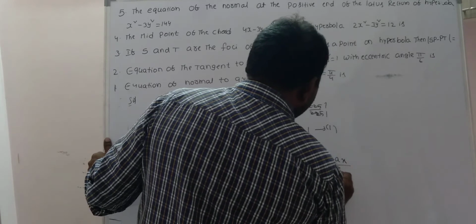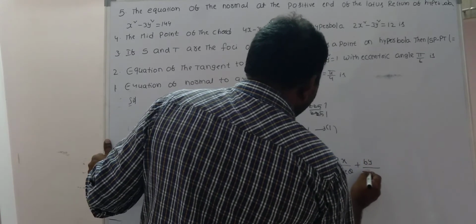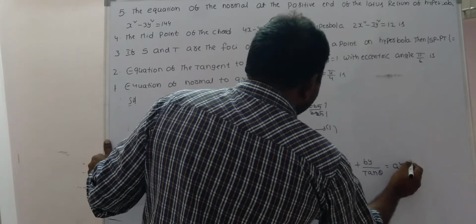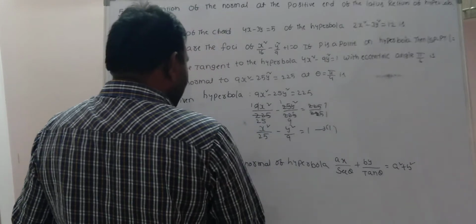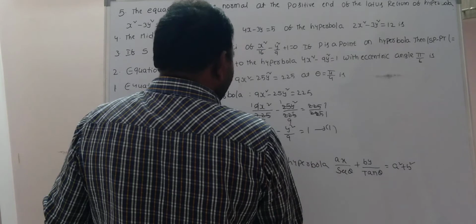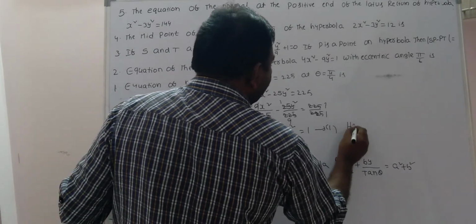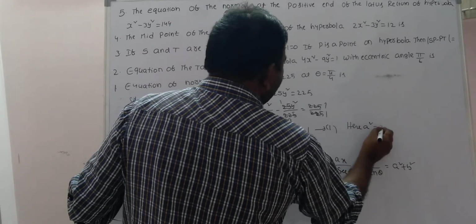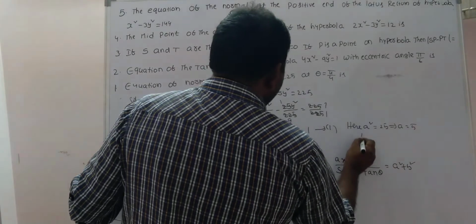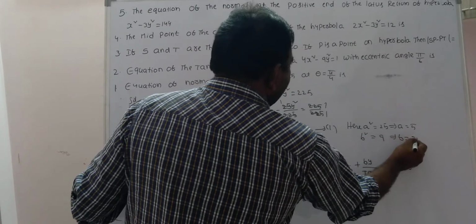that is ax by secant theta plus by by tan theta is equal to a square plus b square. So here theta value is pi by 4. Here we find a square is equal to 25, that implies a is equal to 5. Similarly, b square is equal to 9, that implies b equal to 3.